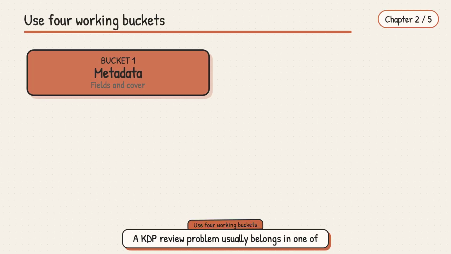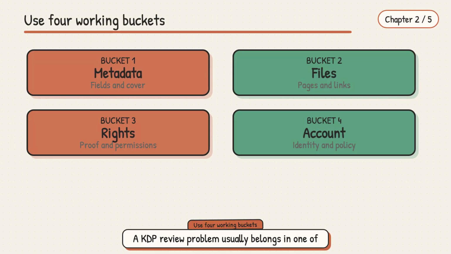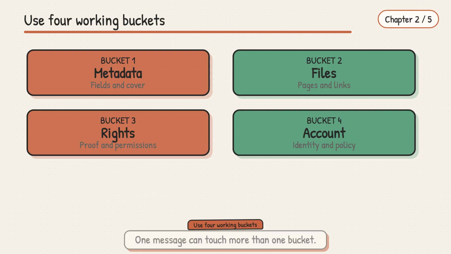A KDP review problem usually belongs in one of 4 working buckets. Check metadata first. Then check the uploaded files. Next, check publishing rights. Finally, check account or policy details. One message can touch more than one bucket.